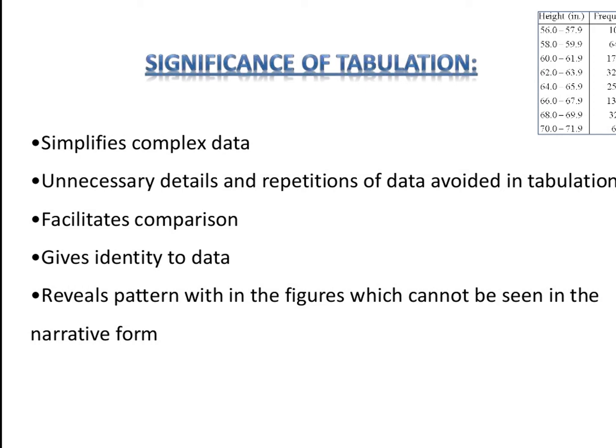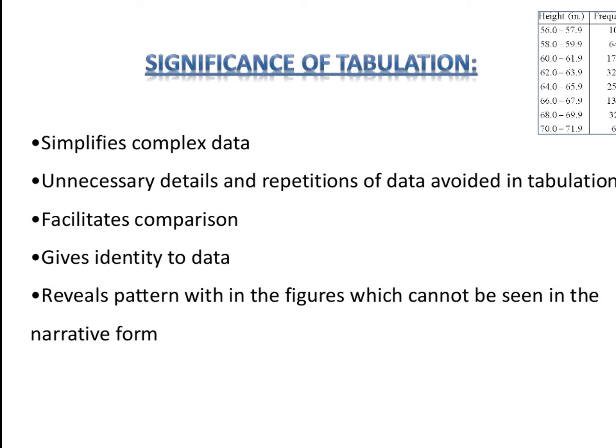Unnecessary details and repetitions of data are avoided in tabulation. Basically, if I say Ram plays soccer, Sham plays basketball, so and so person plays soccer, so and so person plays tennis, there is unnecessary repetition of the sport being continuously repeated. Through tabulation, you avoid these unnecessary details and repetitions. It facilitates comparison because you are able to understand how much a student scored in term 1 and in term 2. It gives identity to data. It reveals patterns within the figures which cannot be seen in the narrative.